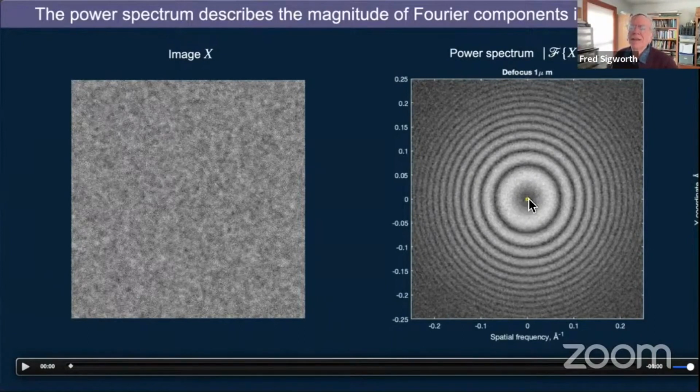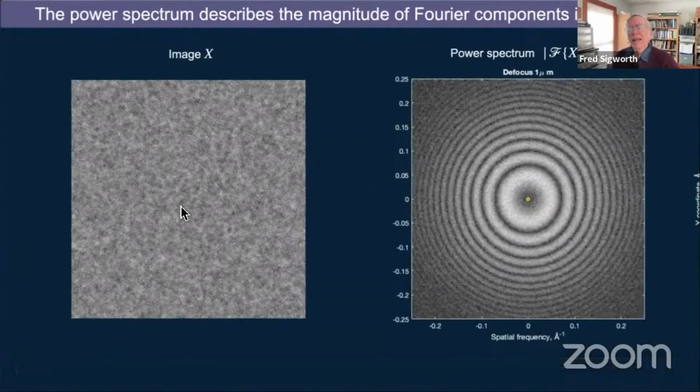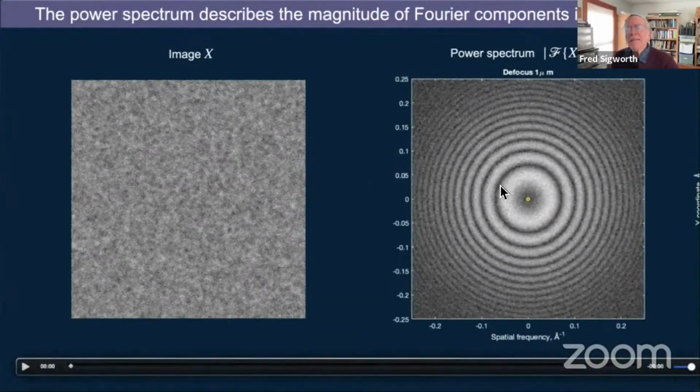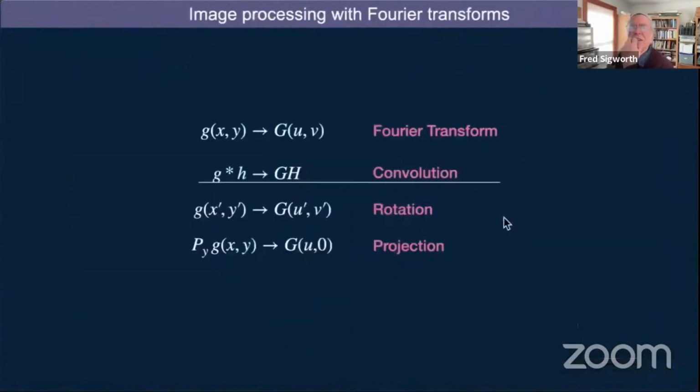So here's the U and there's the V axis. I'm just plotting the squared magnitude of points when I take an image of some random object. The main thing that we see is that there are these minima in this image, which are the so-called Thon rings, and those represent the zeros in the contrast transfer function.